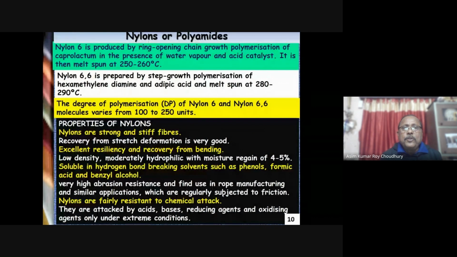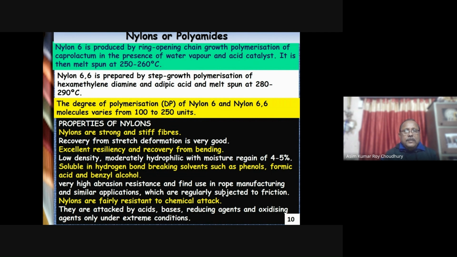Nylon 6 is produced by ring opening chain growth polymerization of caprolactam in the presence of water vapor, melt spun at 250-260. Nylon 6,6 is prepared by step growth polymerization of hexamethylene diamine and adipic acid and melt spun at 280 to 290. Nylon 6 is much better in properties, but it is costlier in India. Earlier we were using nylon 6,6. Now some nylon 6 is also produced. DP is around 100 to 250.